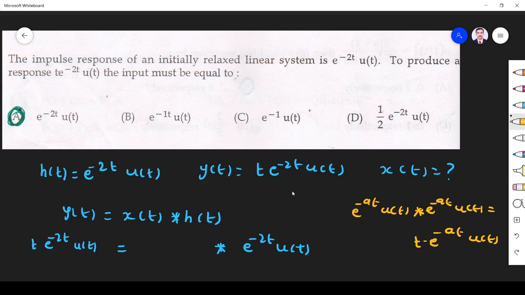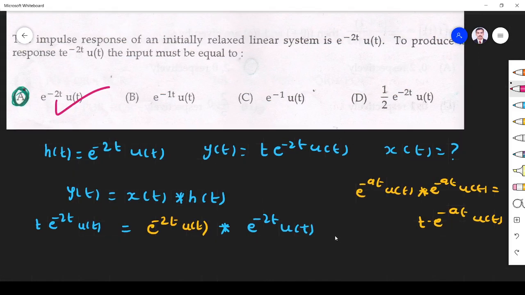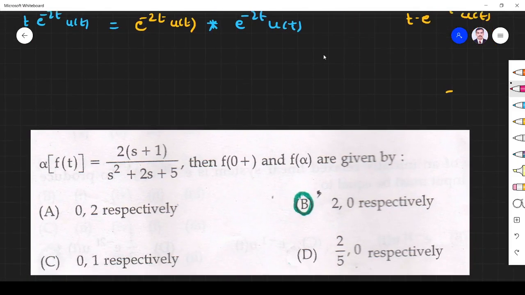Solving the convolution by using the direct method will take minimum 10 to 15 minutes, but in the exam we have only 30 to 40 seconds, so we have to use the shortcut. So you see e power minus 2t, this is t into e power minus 2t. So t into e power minus at means this should be e power minus at only. So it is e power minus 2t u of t, this format. So my input must be e power minus 2t into u of t. Within 10 seconds you can finish this problem. If you use the direct mathematical method, it will take a minimum of 5 to 10 minutes, right? So use this shortcut. If you want more shortcuts, please refer to my video on shortcut methods for solving the convolution integral.